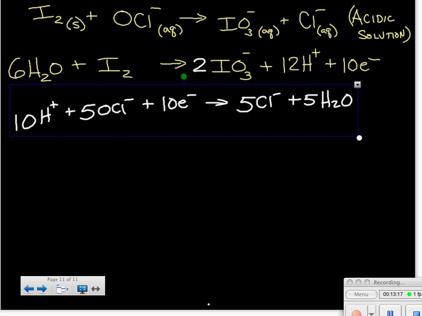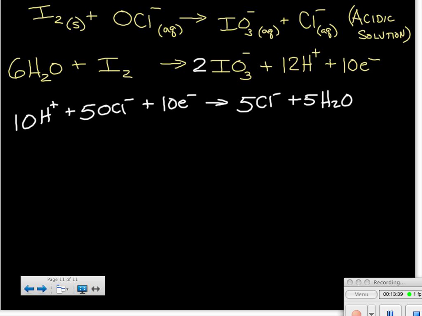Okay, now our next step here is going to be to add these two equations together. Now the instructions say to add them together and then cancel out things when you're done. I prefer to go ahead and cancel things out ahead of time if I can, because it just makes it a little bit neater in the process.